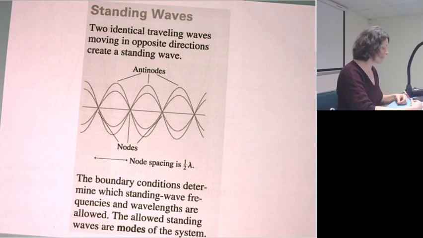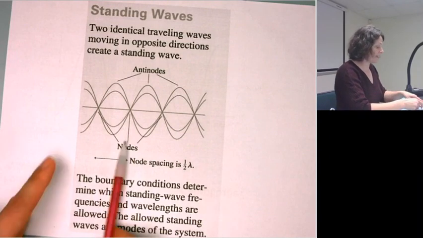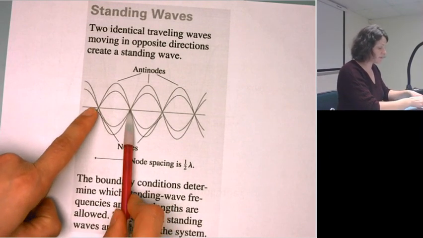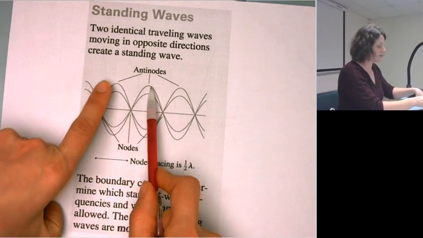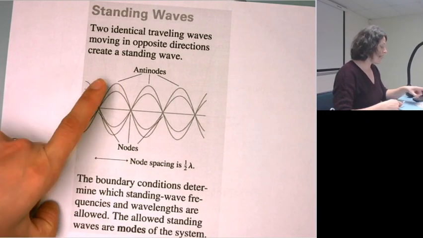And standing waves are two identical waves that were traveling in opposite directions. They can create a standing wave. The nodes are the spots where there's no motion, and the antinodes are the spots where there's the maximum motion.